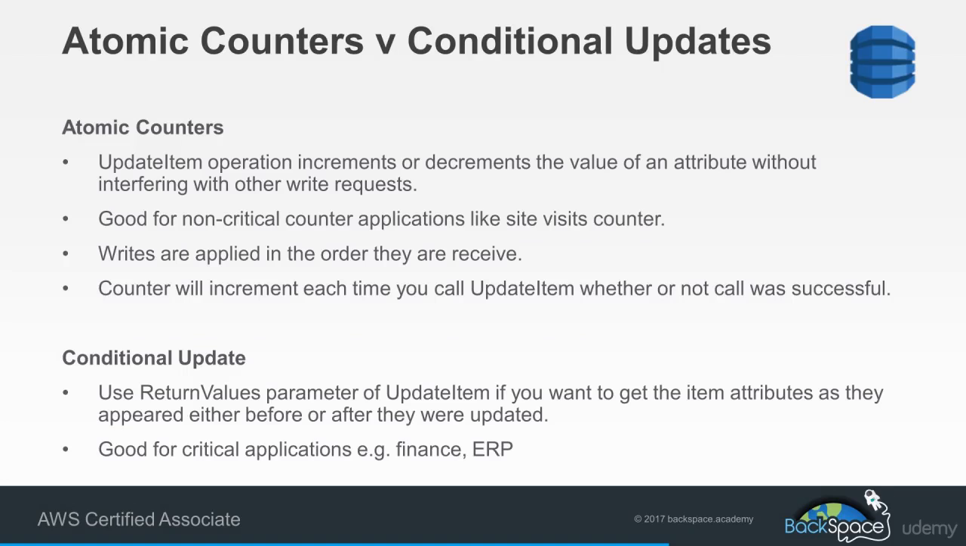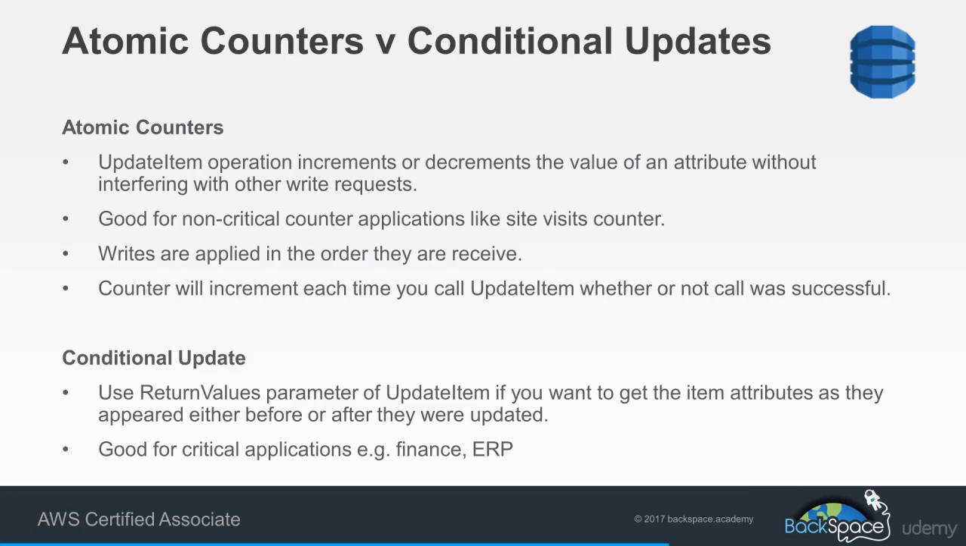Another thing is that we can look at how we update our data. We have two ways of doing that. We've got atomic counters. They're very good for non-critical counter applications. So if you had a site visits counter, a hit counter on your website, it doesn't matter if that's out by 1 or 2 or whatever. It's really just there to start collecting the thousands.